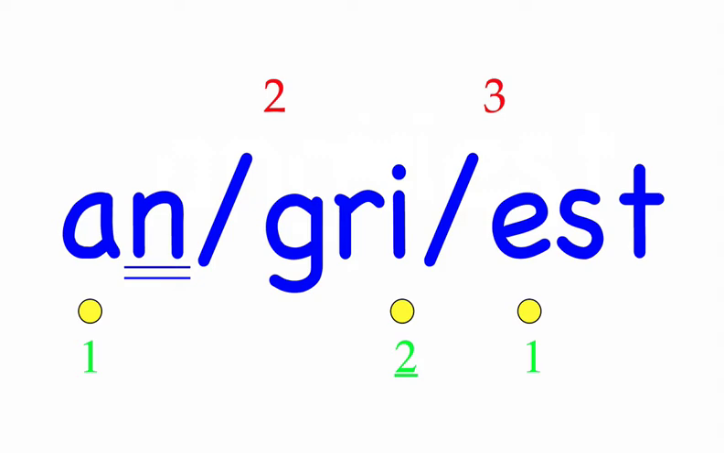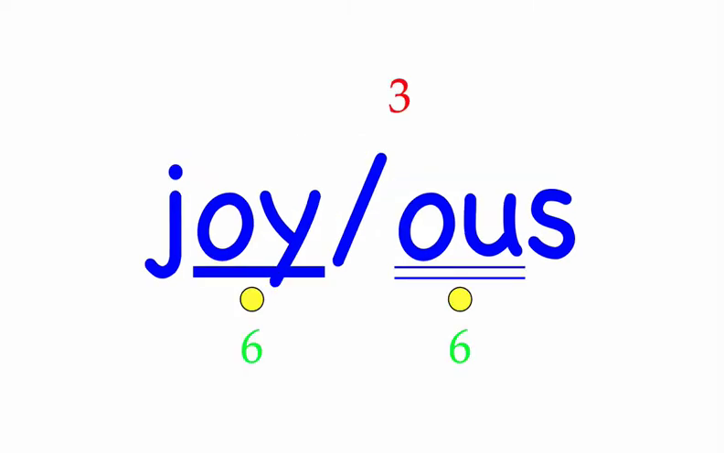Joy, joyous. Joy has two sounds. J, oi. Joy. Mark this word. Joyous. And this has two syllables. The first syllable is two sounds. J, oi. Second syllable, us, two sounds. Joy, us. Mark this word.